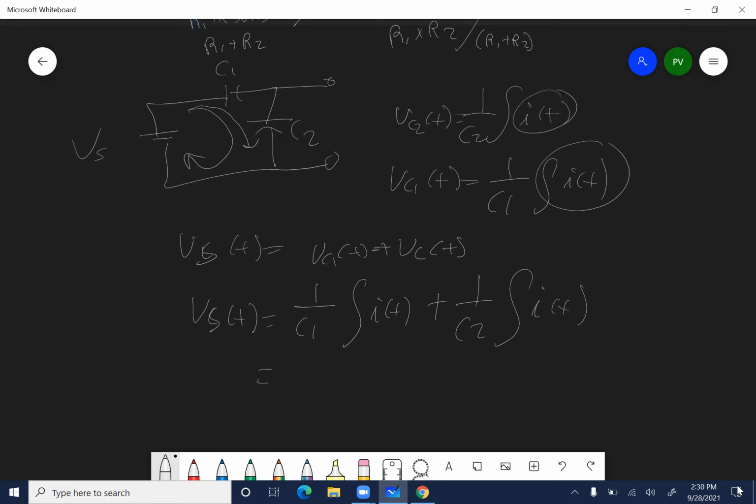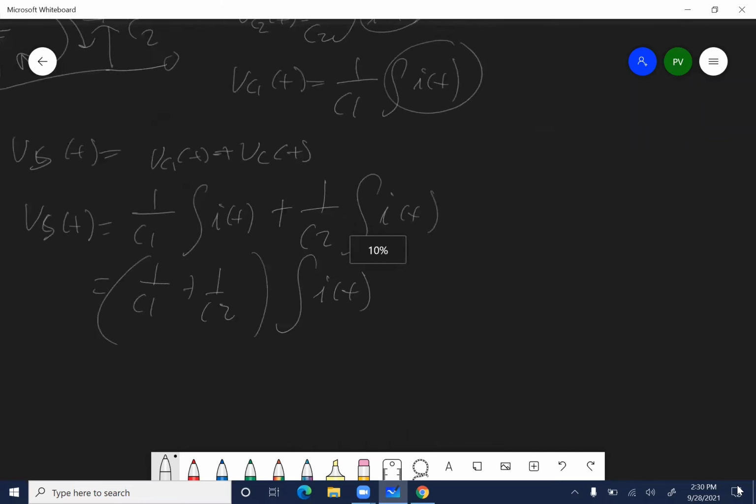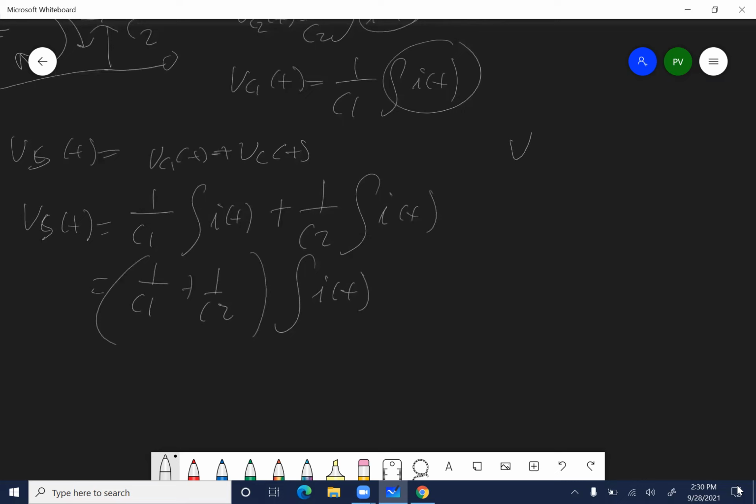And now we're going to go ahead again and factor out. So I have 1 over C1 plus 1 over C2 times the integral of I of T. So that's all well and good, but I'm looking for a ratio, right? So voltage divider, if you remember, is for a resistor. Let's just do a resistor. So VR1 equals the applied voltage times R1 over R1 plus R2. So I can set up a ratio, which is VR1 equals V applied times R1 over R1 plus R2.